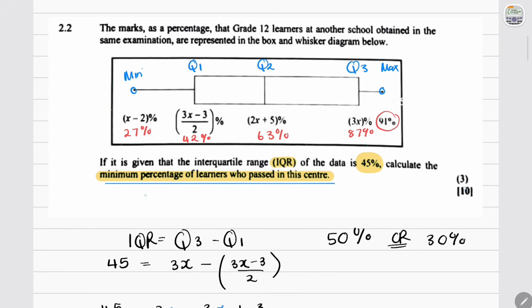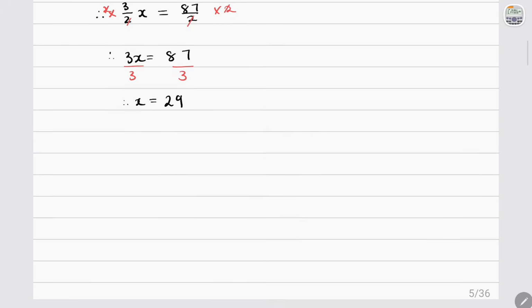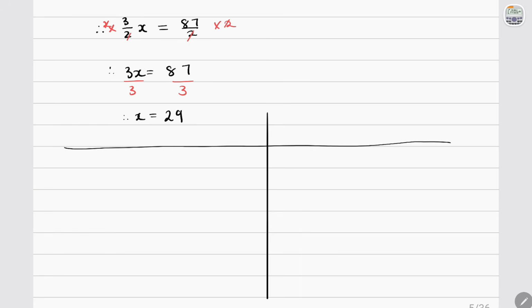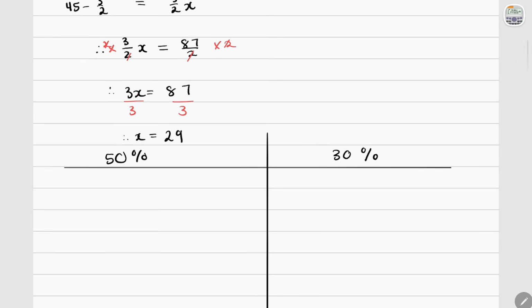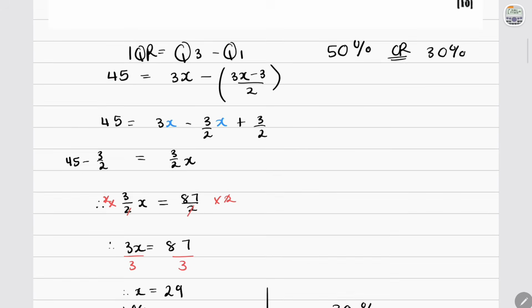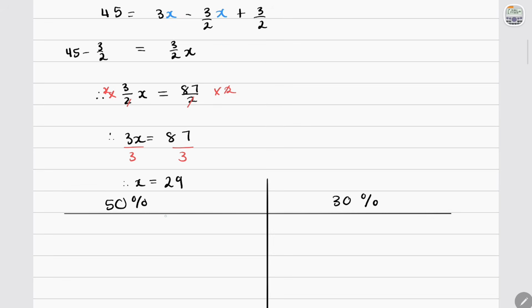So the minimum percentage of learners who would have passed in this center depends on what the pass mark is, so I will just create 2 scenarios. Let's say the pass mark was 50%, which I think is really what they meant. I'm not sure, because the national standard is 30%, so not too sure about this. So the minimum percentage of learners who passed in this center, let's say the pass mark was 50%. If you get 50%, you pass.